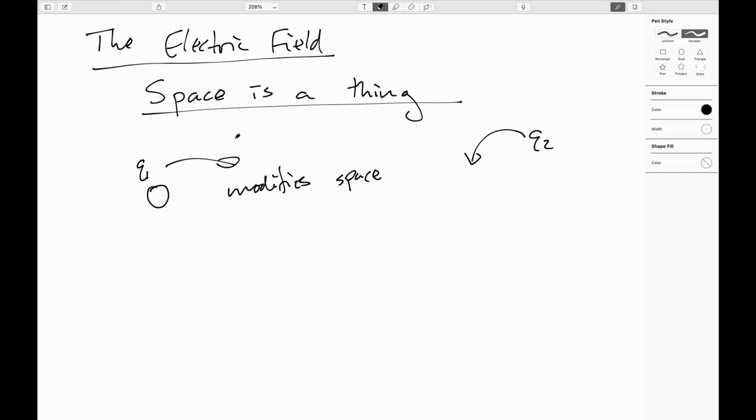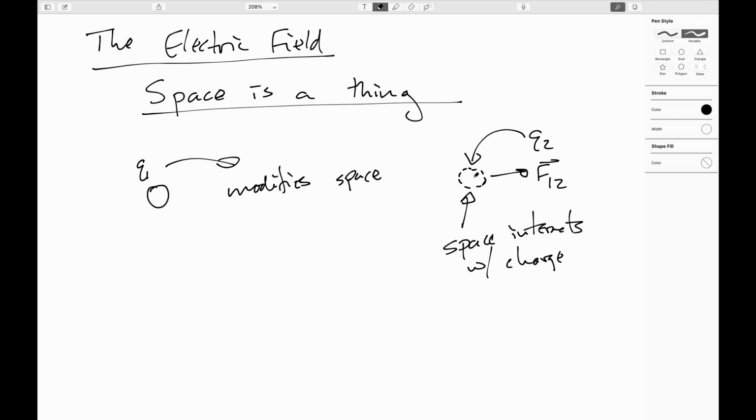Now, it also turns out the memo of where Q1 is located only propagates out at the speed of light. But for now, that isn't going to bother us because we'll keep all of our distances small. So this point in space here gets modified. And then when I put charge Q2 here, space itself interacts with this charge. So Q1 modifies this location in space, and space itself interacts with this charge so that we have our force of charge 1 on charge 2.